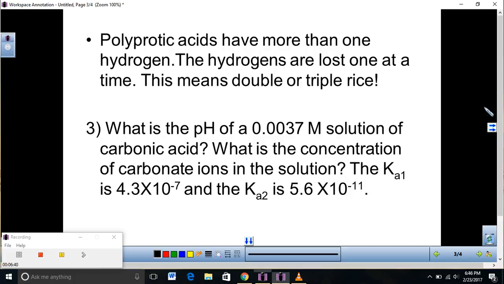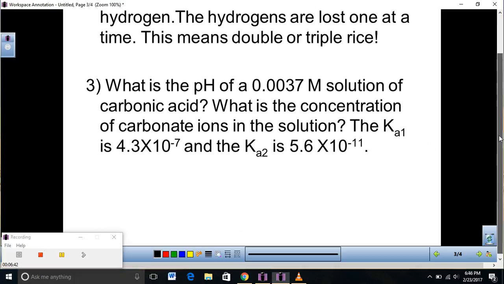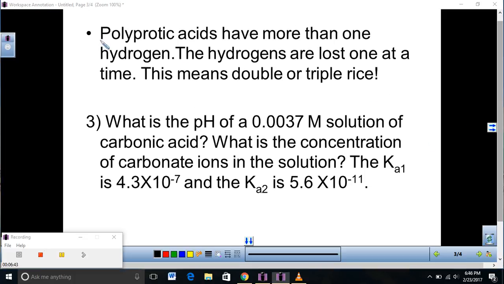All right, our third problem that we did in class was something called a polyprotic acid. Poly means many, protic means hydrogen. Polyprotic means it has more than one hydrogen to come off. So this could mean you could have a double rice or a triple rice. What I'm going to do on the video is a double rice, and I'm going to give a double rice on your quiz, and you'll have a double rice on your test, and then I'm going to give a triple rice for a bonus to see anyone that would want to take that challenge.